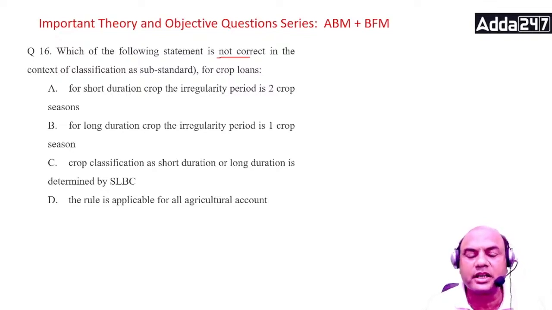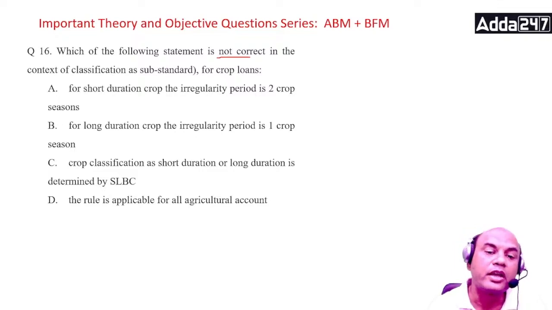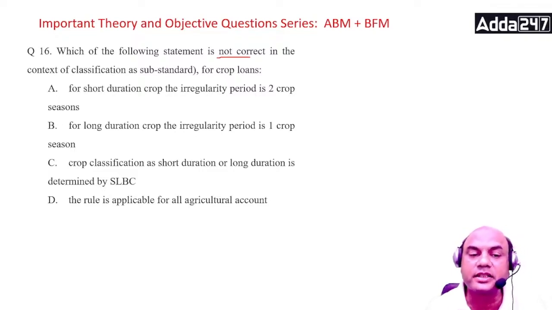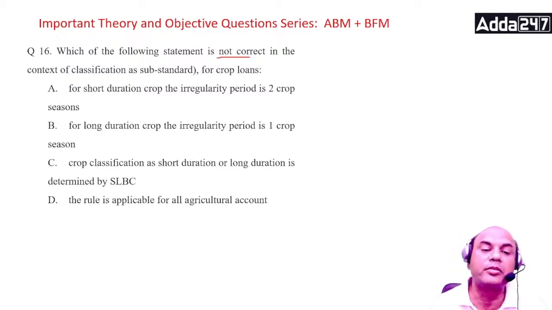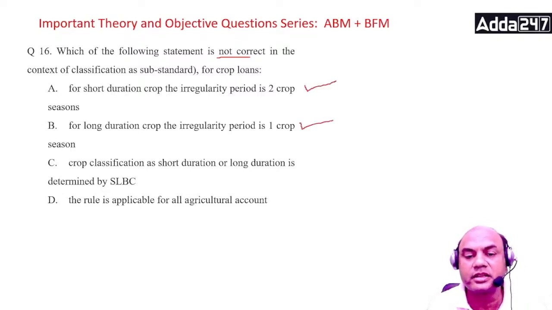Generally turmeric is considered a long duration crop. So now the question is, we want which one is not correct. For short duration crops, the irregularity period is two crop seasons. Means if a customer has taken a crop loan and not repaid it in two crop seasons, then it is considered irregular, basically NPA. Similarly, if the customer has taken a loan for long duration crops and not repaid for one crop season, then it will be called NPA. So these two are correct.